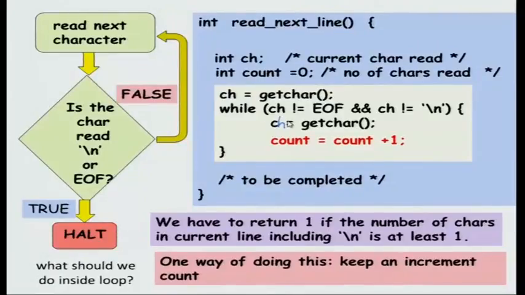Okay. So, notice the way that the loop has been written. If the first character is a new line, it will not enter the loop, hence count remains 0. At the same time, the way the loop is written, count will count exactly those characters which are neither new line nor end of file.